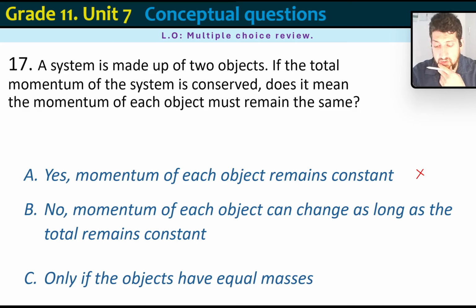Next one says no, momentum of each object can change as long as the total momentum remains constant. Of course. Third one says only if the objects have equal masses. Of course, that's wrong as well. So it's the second one. The momentum of each object can change as long as the total momentum remains constant.